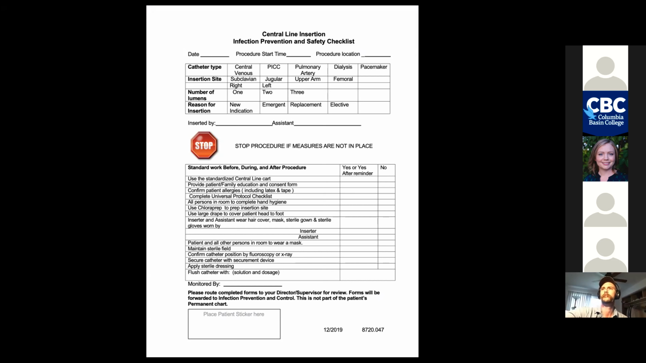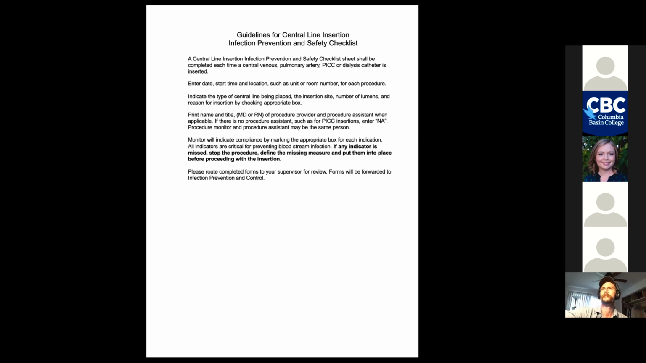So you're going to look at the catheter type, the insertion type or site, number of lumens, reason for insertion, and then just follow down this yes or no checklist. There's a standardized central line cart that I'm sure will be used, and you can read through that. It's nice. There's a checklist, in my opinion, and then some guidelines to follow on the back of the checklist here. Any questions?